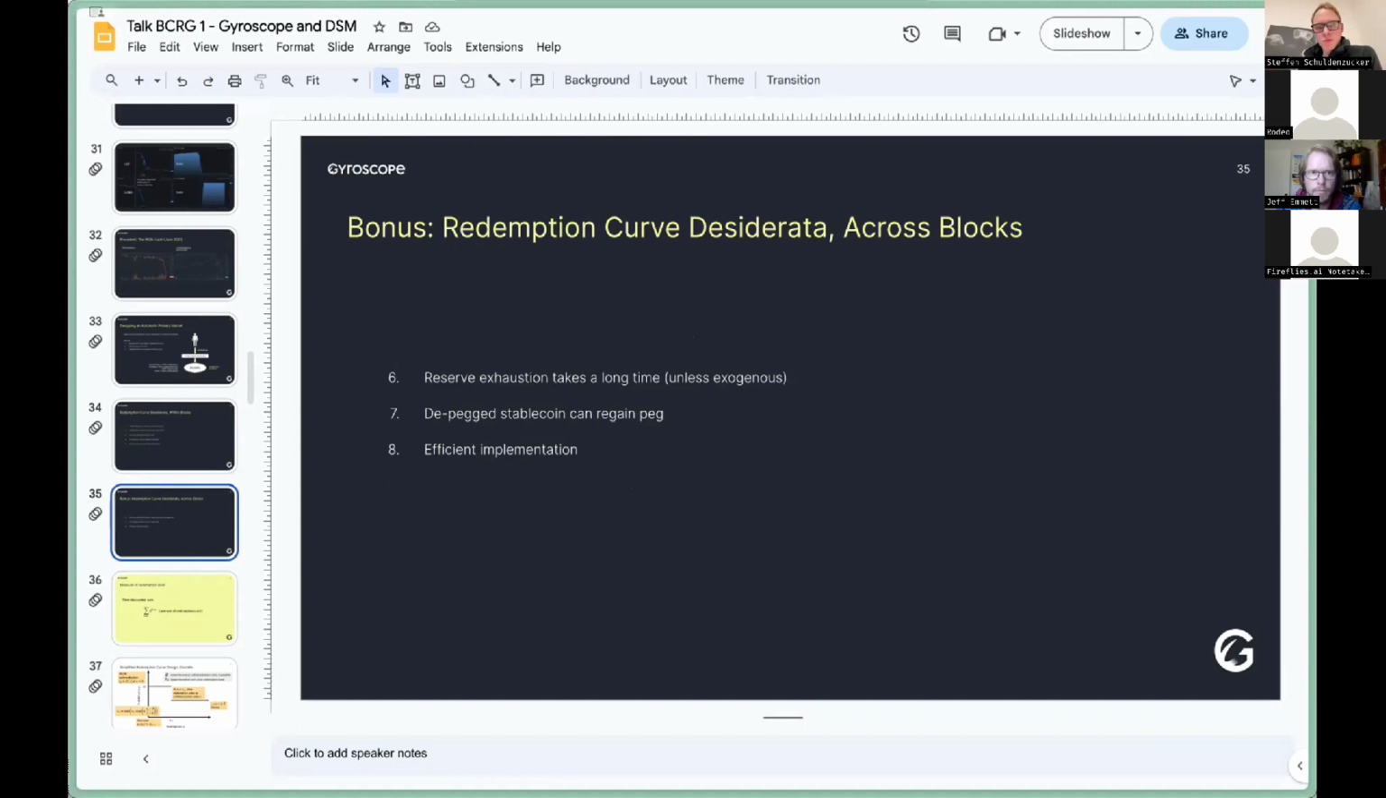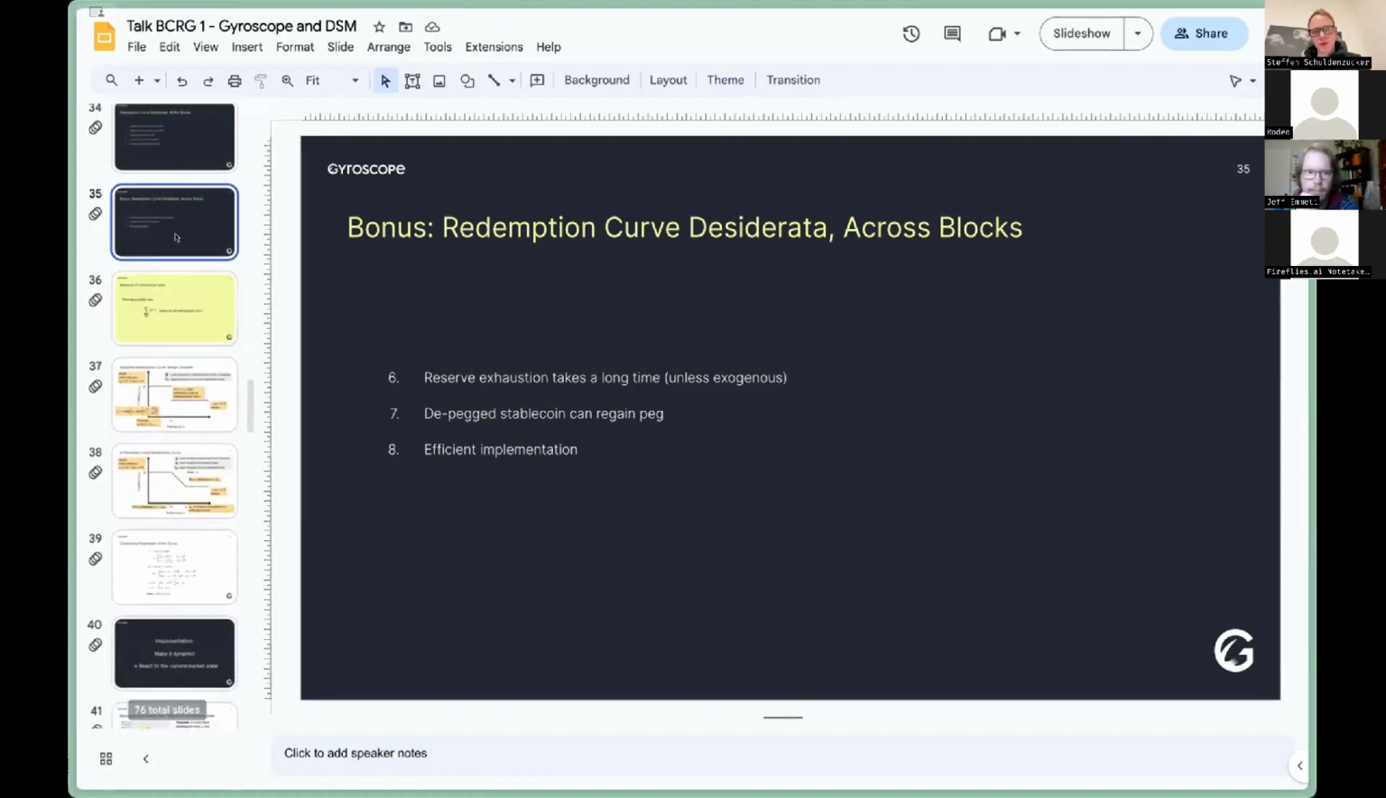Some wider desiderata that we want across blocks, a bit more vague: reserve exhaustion should take a long time, if possible. One of the reasons for that is that we want the system to recover afterwards. When the stablecoin has depegged, there should be some kind of option to regain its peg. I guess that's clear. And then we also want to be able to implement it, obviously, because the whole thing has to run on chain.